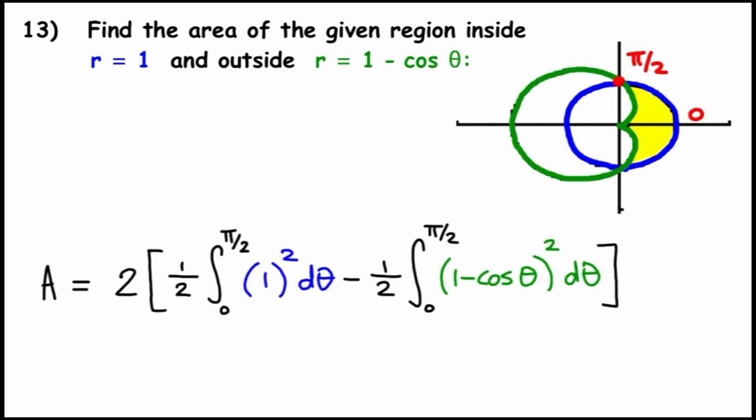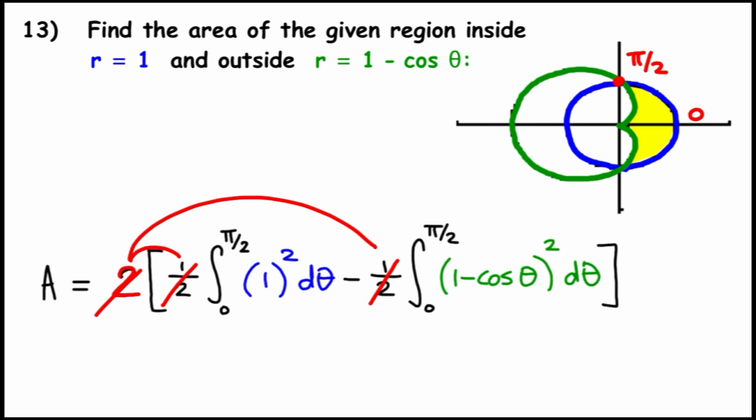Now again, I should mention that I've only gone from 0 to pi over 2, which is really only the top half of the yellow region, but I'm going to go ahead and double it in front. This red 2 is from symmetry. And again, with the distributive property, it's going to cancel out the 1/2. So those will be out of our way. So now it's just simply going to be integrating the 1 and the 1 minus cos theta squared. And that should be pretty easy.